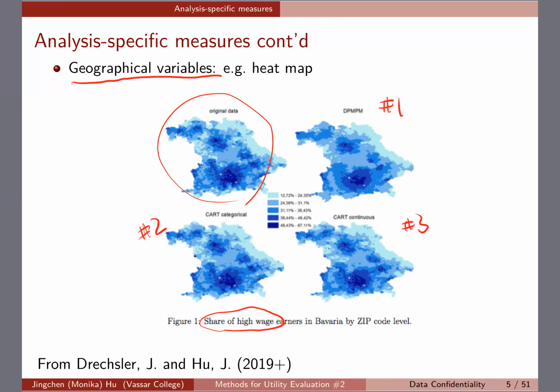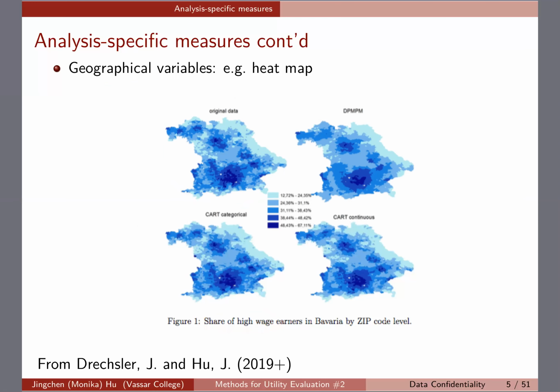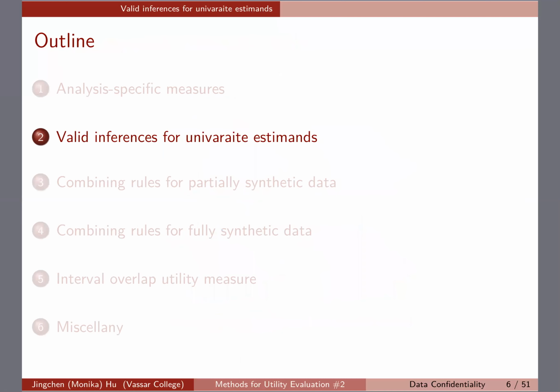When you're working on a project, you might have additional types of variables that you're working with, and that will just require other types of analysis-specific measures. Okay, so feel free, and I'm happy to discuss more of how this is done. But again, this is very specific if you have geographic information that you're trying to synthesize. All right.